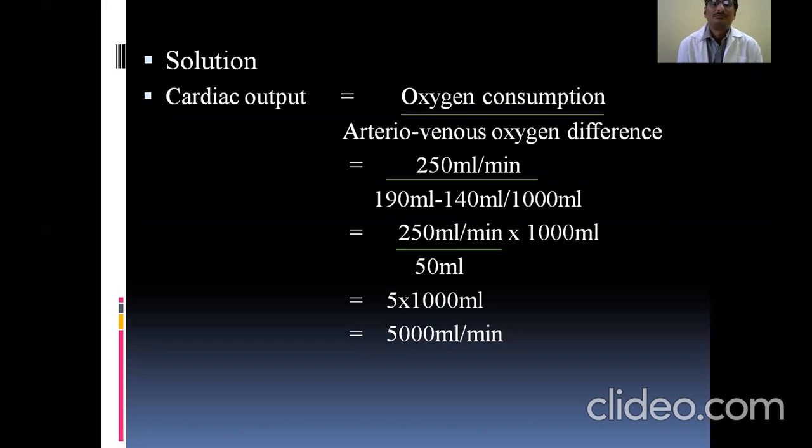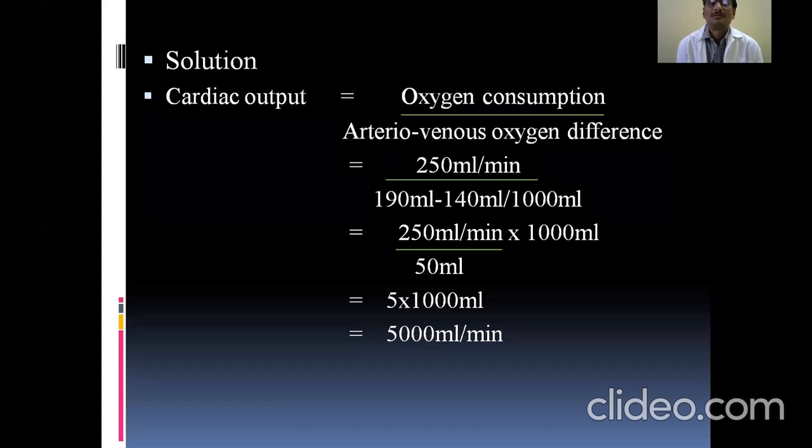250 upon 50 becomes 5. So it becomes 5 into 1000 ml, which is equal to 5000 ml per minute. That is an average value. In a normal average adult, the cardiac output varies between 5 to 5.5 liters per minute, or in other words, 5000 to 5500 ml per minute. This is a very easy way by which we can calculate the cardiac output.